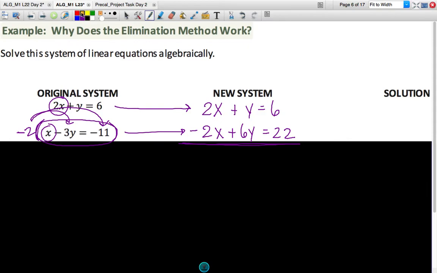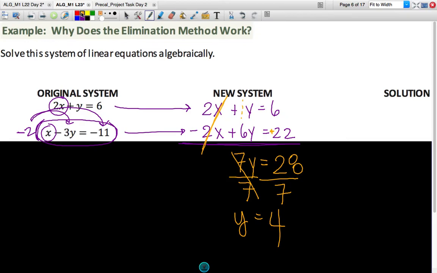If you look at our system here, 2x minus 2x cancels, it eliminates. That's the whole purpose of the elimination method. We're trying to eliminate a variable. We've got 1y plus 6y gives us 7y equals 6 and 22. 22 is positive, so we're going to add: 6 plus 22 is 28. Divide by 7 on both sides. y equals 4.